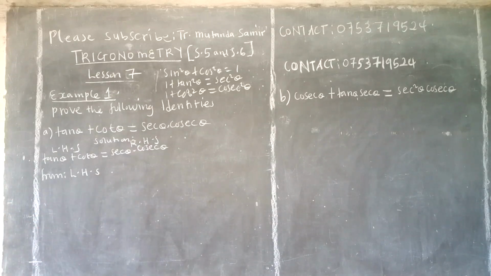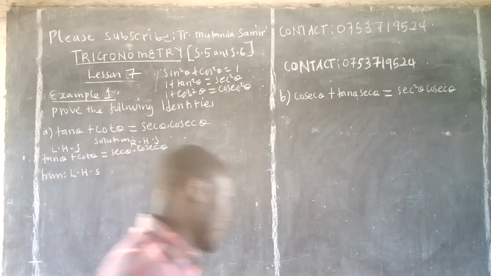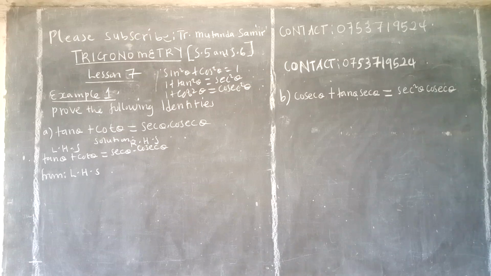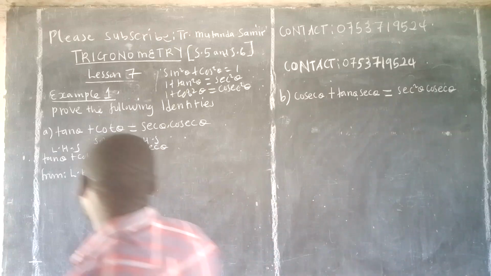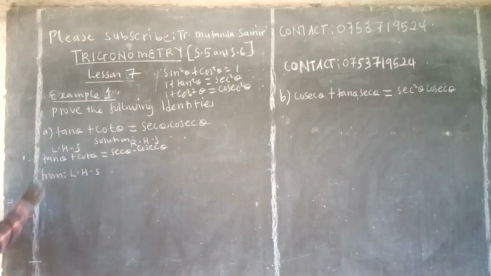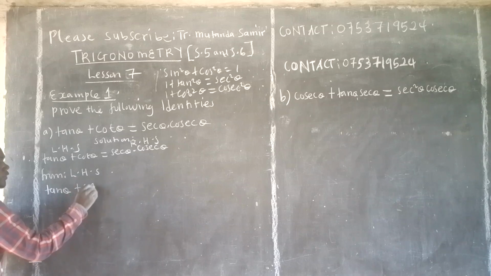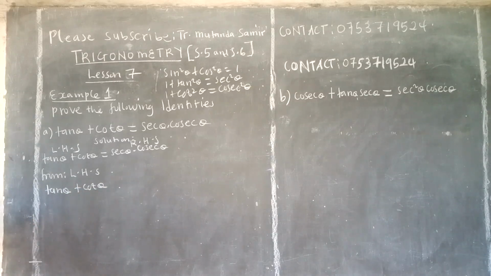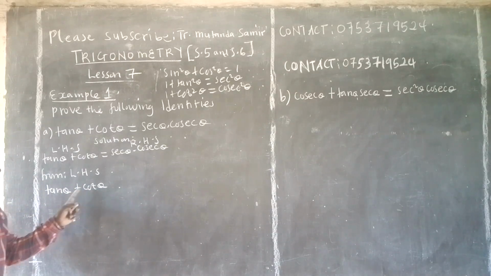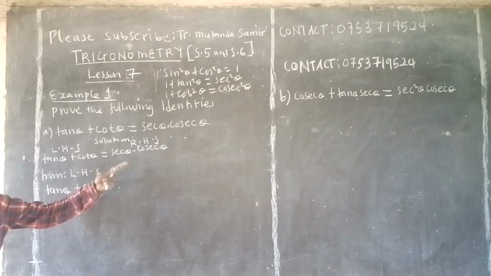From left hand side, what you're going to do is simplify the left hand side, then we see if it will correlate or be the same with the right hand side. So from left hand side, I'll start from left, that is tan theta plus cot theta. Now, let's see where we are going. We want to see that this one becomes this in the long run.